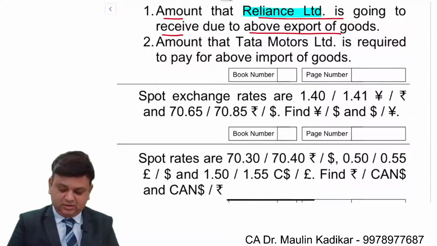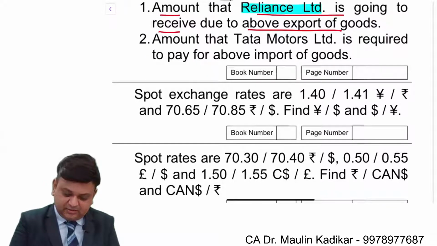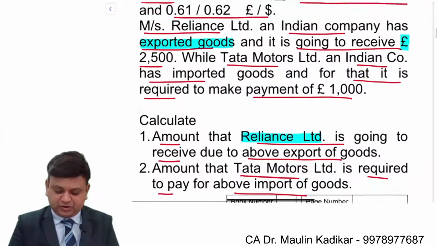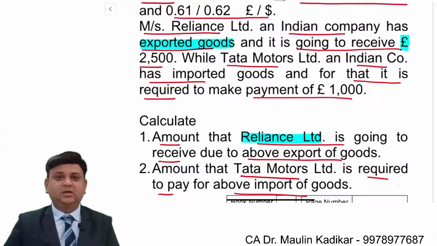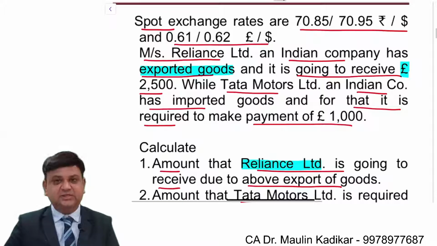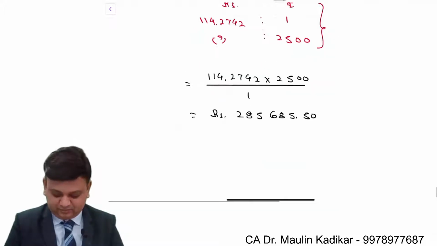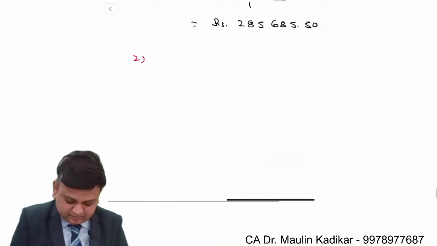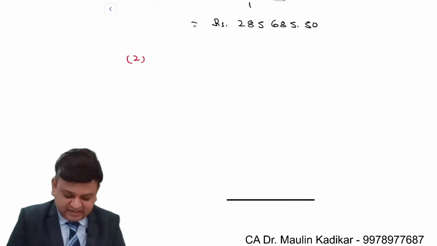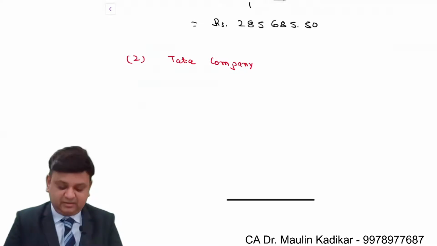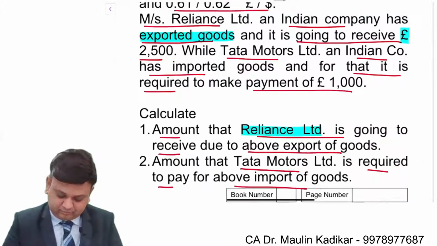Second part of the question: the amount that Tata Motors Limited is required to pay for the above import of the goods. That is the question. I want you to calculate the answer of this second part of the question once again on your own. Now the answer for the second part: as far as the Tata company is concerned, it is required to make the payment in UK pound.